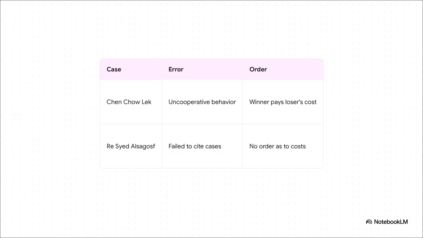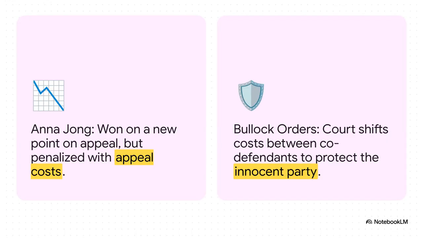And in Case 3, Re Syed Al-Sagos, the appellant won the appeal, but got absolutely zero costs because they failed to cite two highly relevant cases at the initial trial that would have won them the case right then and there. Basically, the court flat out refuses to reward inefficiency. We also see the court stepping in to protect parties from unfair surprises. In Case 4, Anna Zhang Yu-hyung, the appellant won their appeal, but solely based on a brand new point they hadn't even bothered to raise in the lower court. The penalty for that ambush? They had to bear all the costs of the appeal.